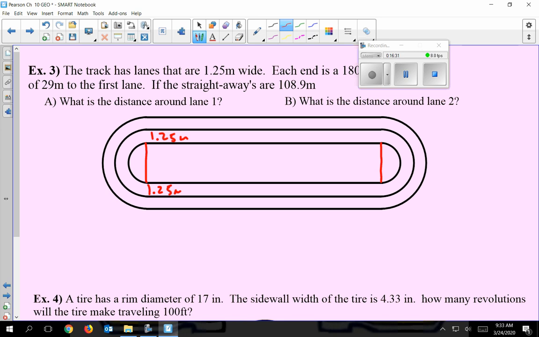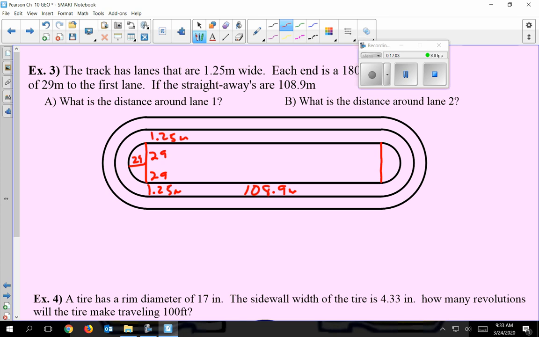So I'm just going to do that. They also tell me that the radius of this semicircle is 29. So it's 29. That's the radius, but each radius is 29, and that would even include this one right here. So just kind of showing you some stuff there. Then they tell me that the straightaways are 108.9 meters long. So I'm just taking the picture, throwing down the stuff they're giving me, and they want us to just do some math here, okay?